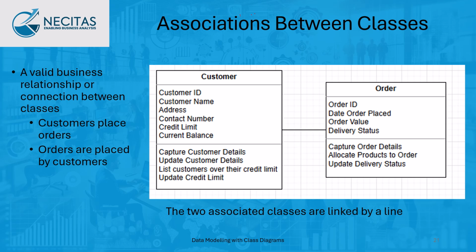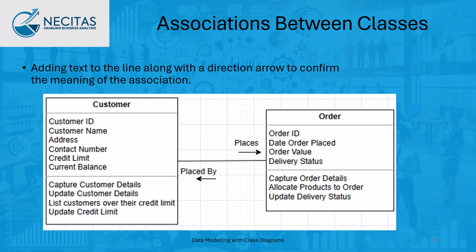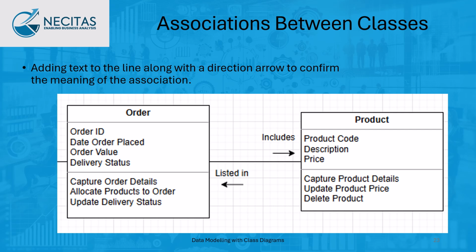You can annotate the line to explain the meaning of the association, although this is optional and is not common. In this example, we've annotated the line to specify that customers place orders and that orders are placed by customers. You can also include the use of an arrow. This is also optional and can be used to add more meaning to the association. Let's look at another example. In this example, you can see we've used annotation to specify that an order includes products and that products are listed in orders. Let's put these two examples together.